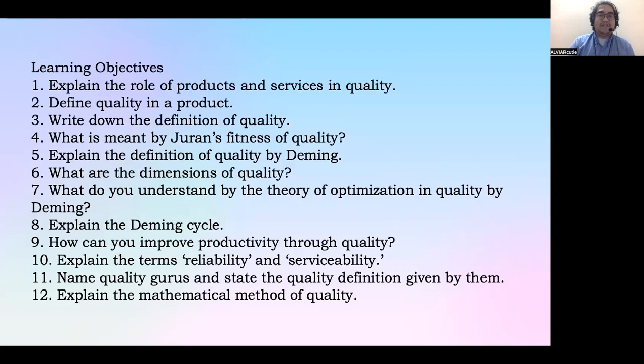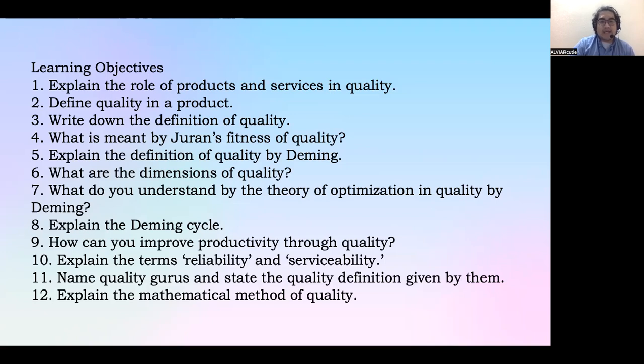As simple as that. So, our learning objectives for this chapter: number one is to explain the role of products and services in quality. Next is define quality in a product. Write down the definition of quality. What is meant by Juran's fitness of quality? Explain the definition of quality by Deming. What are the dimensions of quality? What do you understand by the theory of optimization in quality by Deming?